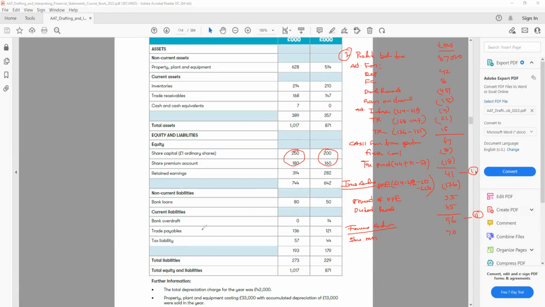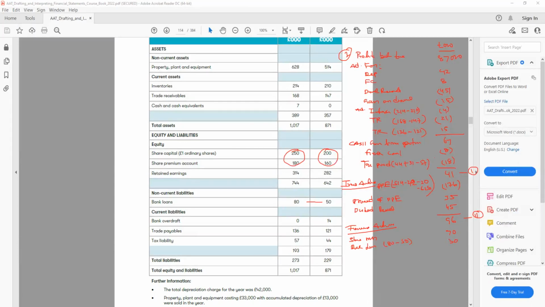Then the bank loan, we can see the bank loan has also increased from 50 to 80, so it is increased by 30. Bank loan 80 minus 50, last year it was 50, this year 80, that means 30 came to the business. I took more loan, money is coming.